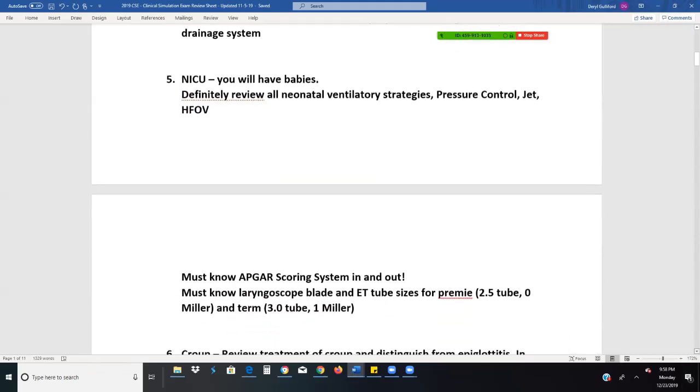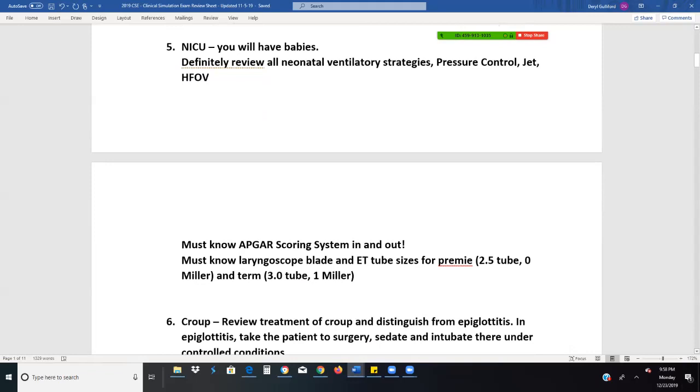NICU, you'll have babies. I would say most students have 2 babies, maybe 3. Definitely review all your neonatal ventilation strategies, pressure control, jet, oscillator, all of those. Again, those are nicely covered on the TMC review sheet. You must know APGAR scoring in and out, so be sure to practice your APGAR scoring. You must know laryngoscope blades and ET tube sizes. Preemies will be a 2.5 tube and a 0 Miller laryngoscope blade. And then your term infants will be a 3.0 tube and a 1 Miller blade.